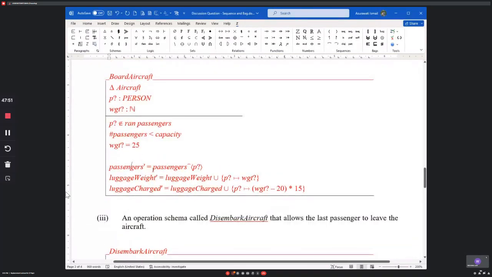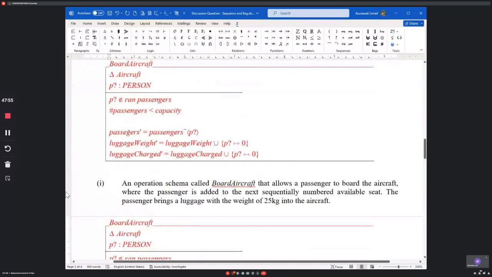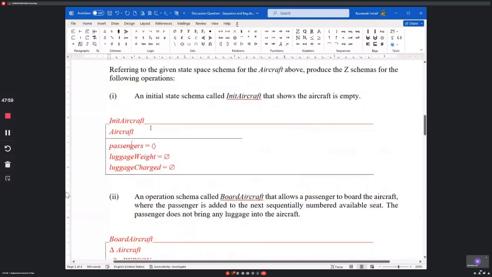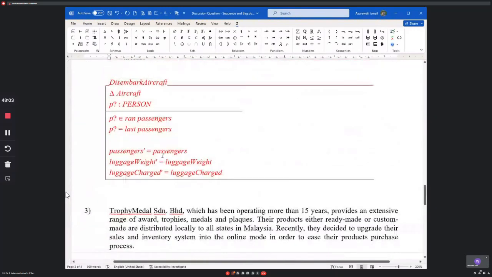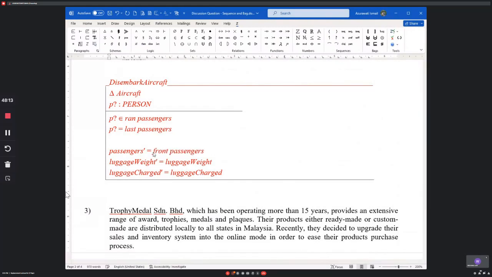If I'm missing the spelling, you just let me know. Sometimes, yeah. Missing error. So in this case, how to update? If you remove the last, you have the front passengers. Leave with the front passengers.